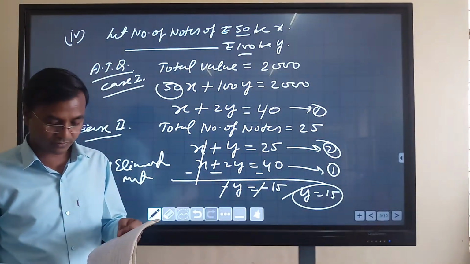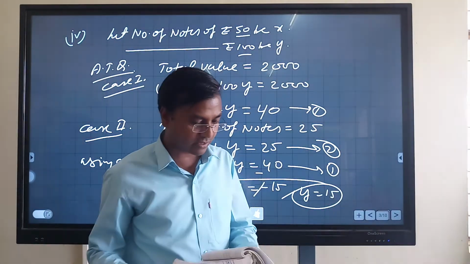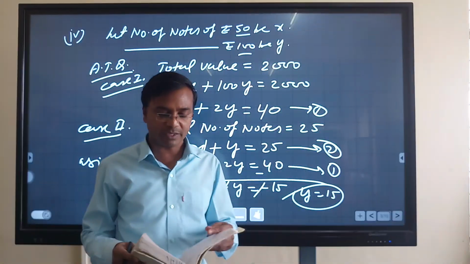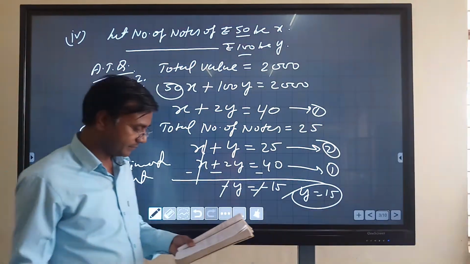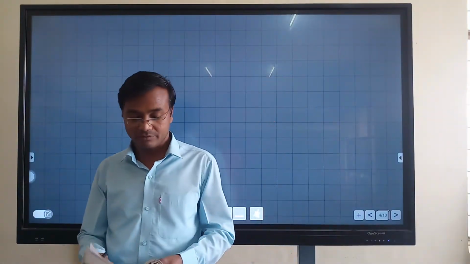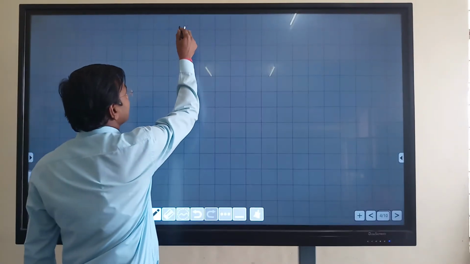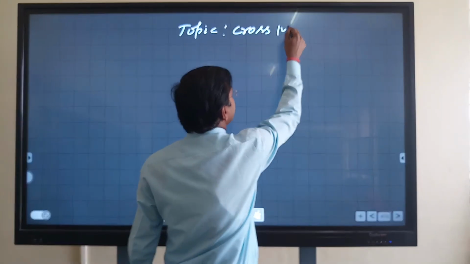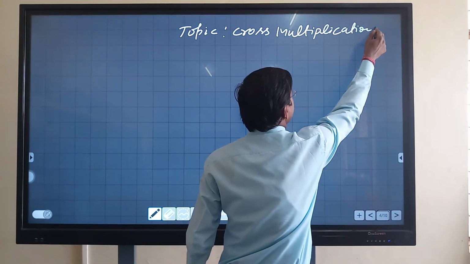Now the fifth part is based on the fixed charge, which I have already discussed in the previous part. If you have further doubt, you may ask about this fifth part. Now I am going to use another method. Let's learn one more method. For the next exercise, the topic is the cross multiplication method.